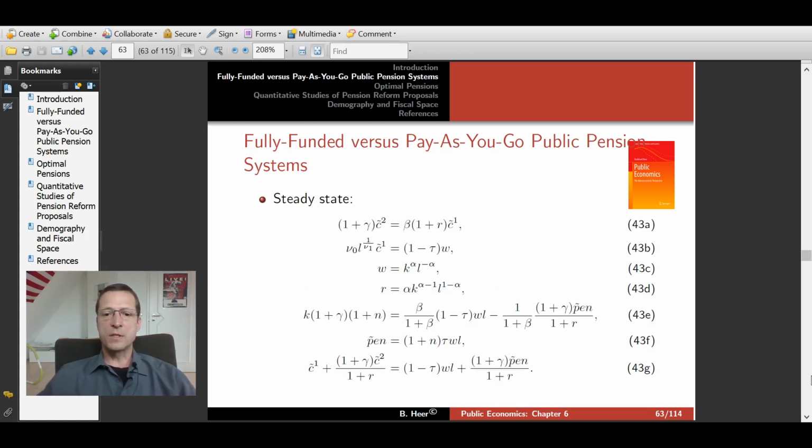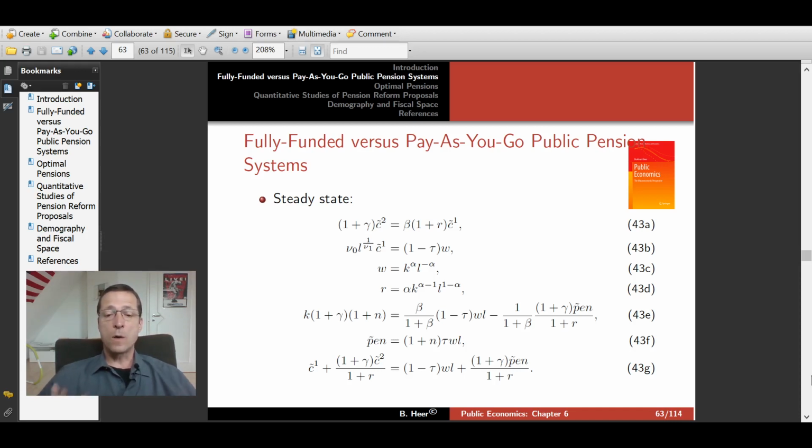So let me summarize our 7 equations that characterize our equilibrium here. Equation A is our Euler condition, equation B our first order condition with respect to the optimal labor supply. C and D are the factor prices of wage rate and interest rate. Equation 43E is our capital market equilibrium. F is our balanced budget of the Social Security Authority, and G is our lifetime utility.